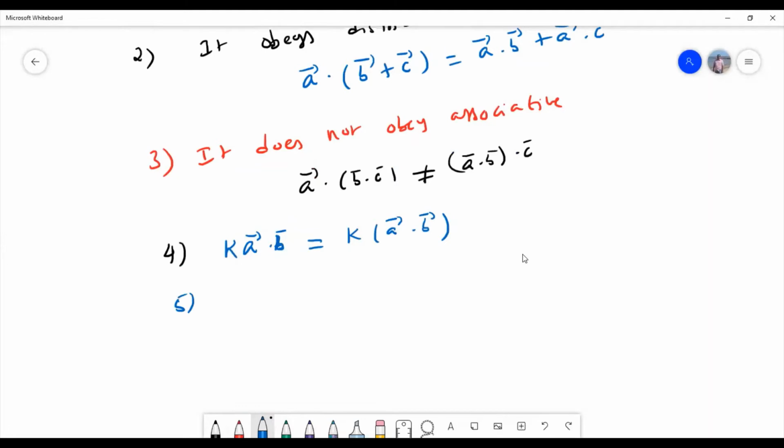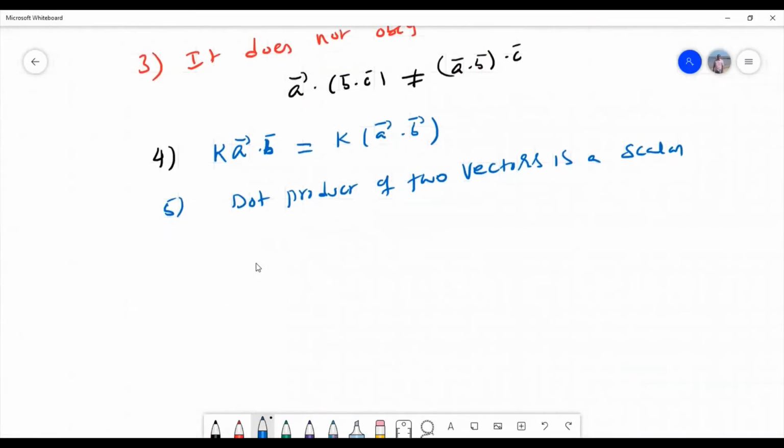Next property. Remember, dot product of two vectors is a scalar. Dot product of two vectors is a scalar. We'll see what is the number, how we get it, we'll discuss.